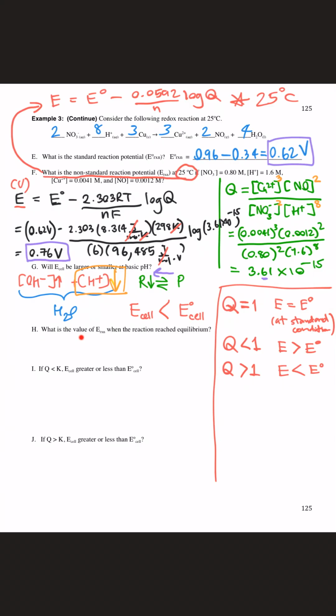Next, what is the value of the reaction potential when the reaction reaches equilibrium? Whenever the reaction reaches equilibrium, the equilibrium point indicates the lowest potential of the reaction. Therefore, in this case, the reaction potential would equal 0 volts.